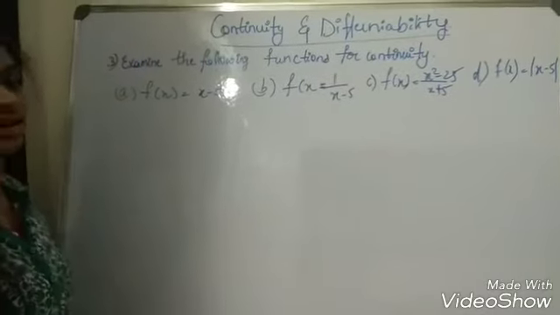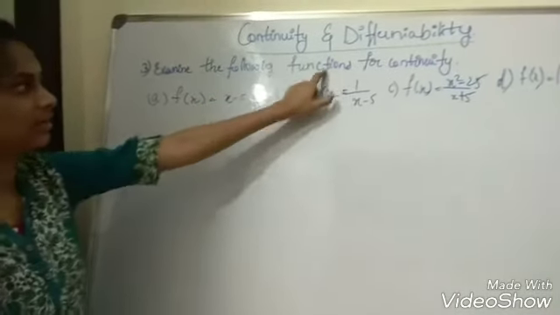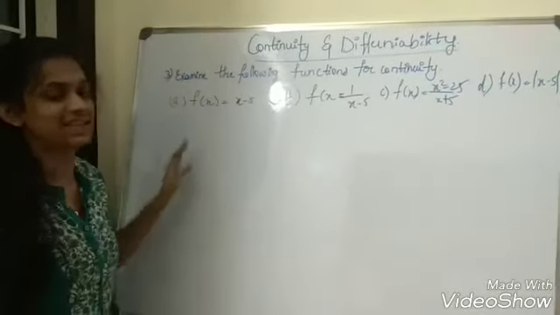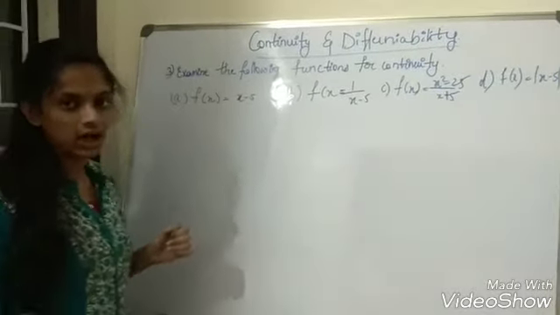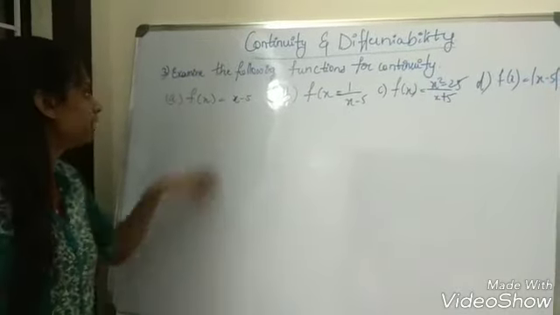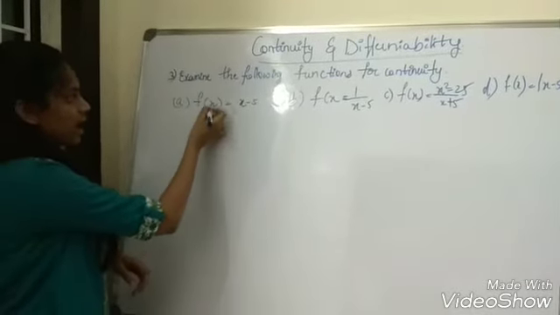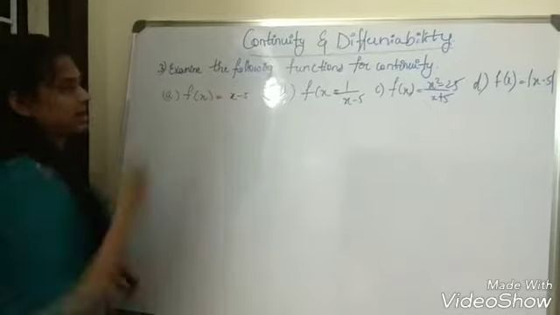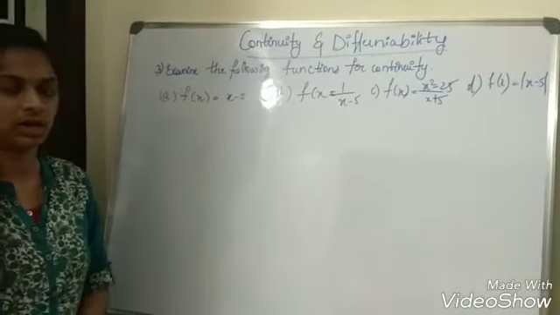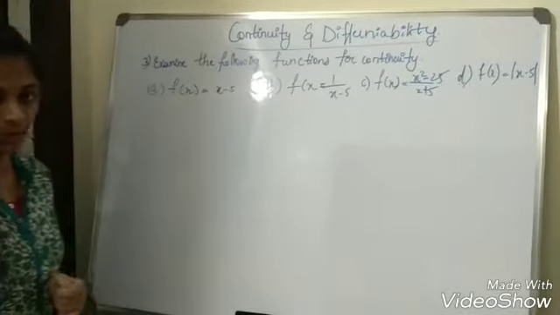Now let's move on to the third question. In the question we have to examine whether the function is continuous or not. They didn't give us any points at which to check continuity. Now let's do A. f of x is equal to x minus 5. You can see that x minus 5 is a polynomial. As you observe, every polynomial is continuous at every point.